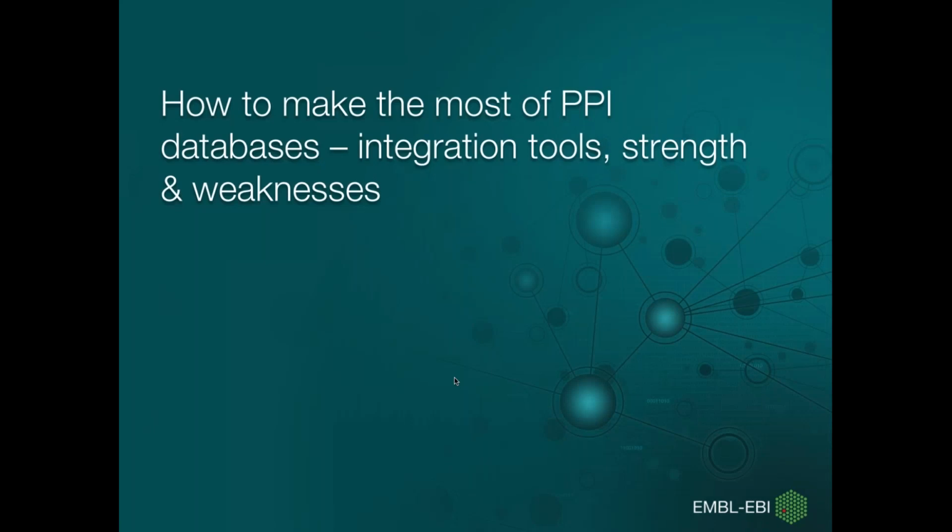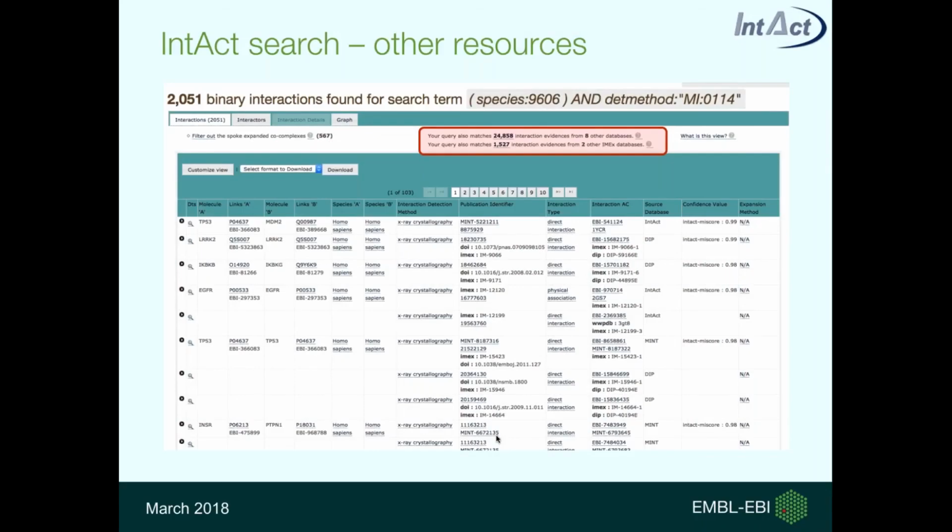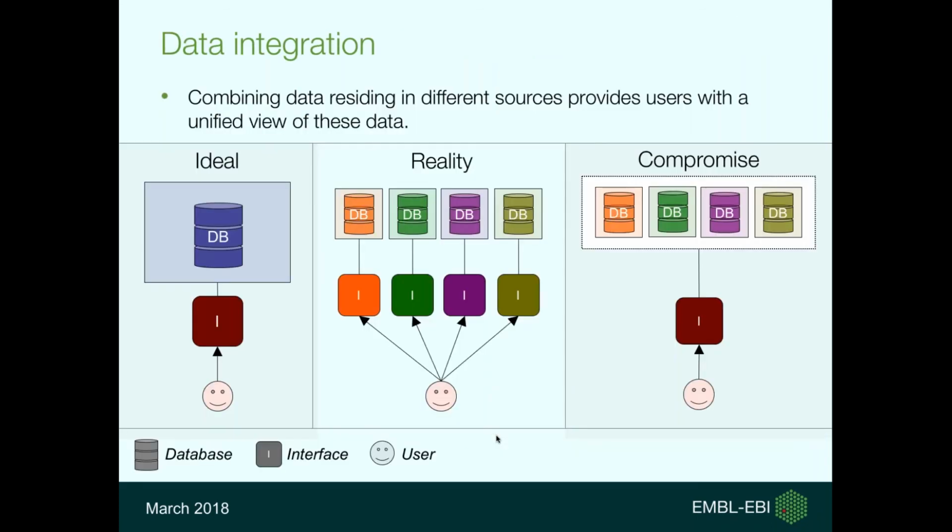Okay, so how can we make more of protein-protein interaction databases? And this is what we've got PSICQUIC for. You might have noticed at the top of the table for any search results, there might be a list of link outs to other databases. So in an ideal world, we would have one central database for all protein-protein interactions with one user interface.